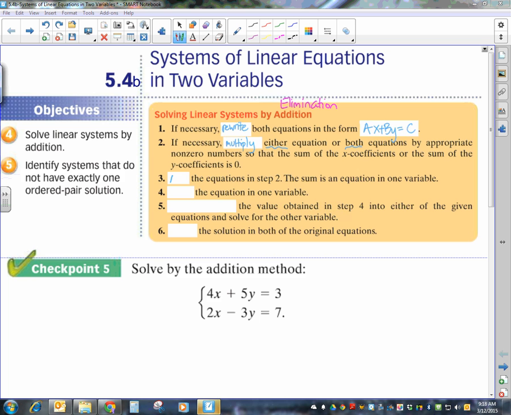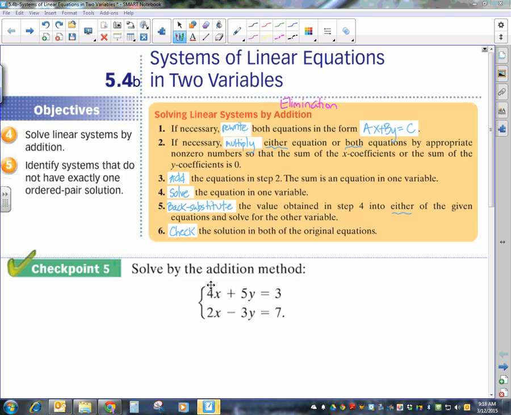After you do that, you're going to add the equations, which is why they call it addition, because we are adding equations together. Then you solve for the remaining variable. And then, just like we did before, you back substitute the variable into either equation; this time it doesn't matter which one. And then of course we will check the solution. Okay, so let's start by doing this first example.